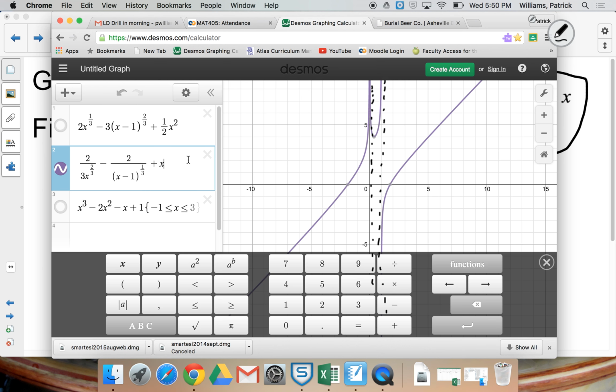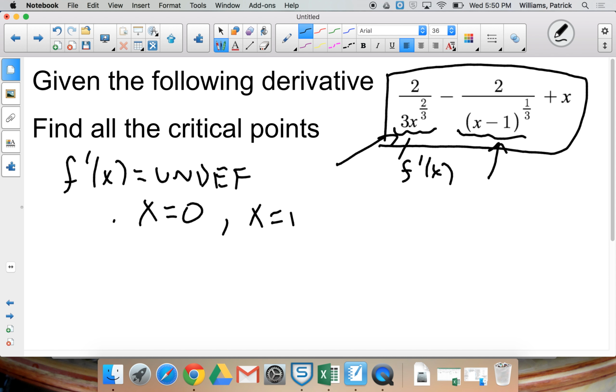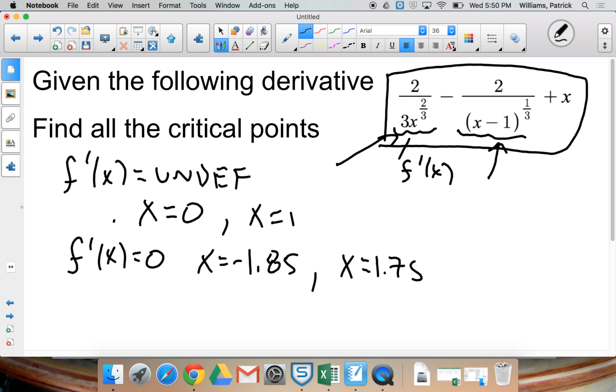We have this value right here. So at x equals negative 1.85, the derivative is 0 again. And at x equals 1.75, the derivative is also 0. Okay? So in this case, we would have f prime of x is equal to 0, at x equals negative 1.85, and at x equals 1.75. All right? So those are our critical points.